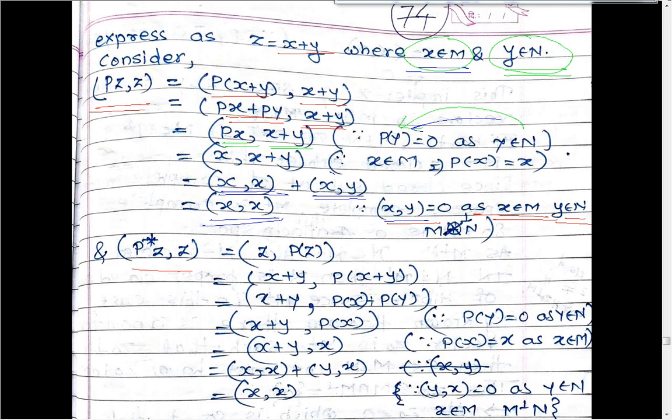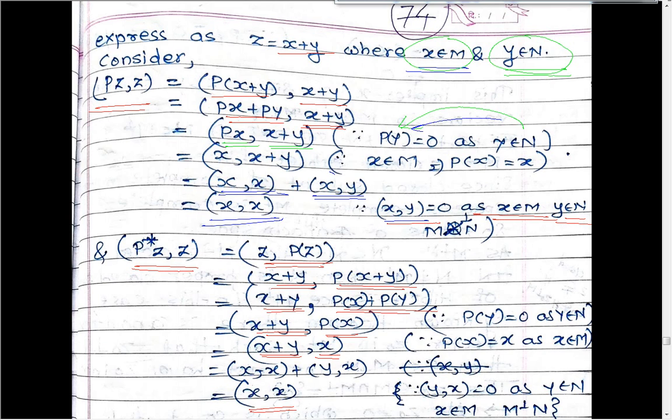Similarly, on computation of the inner product of P star Z, Z, we get that it is equal to the inner product of Z and PZ, which is nothing but x plus y and the inner product of P(x plus y). So the inner product of x plus y, Px plus Py, that is x plus y and Px. So it is the inner product of x plus y and x, and as seen before, this is nothing but the inner product of x and x.